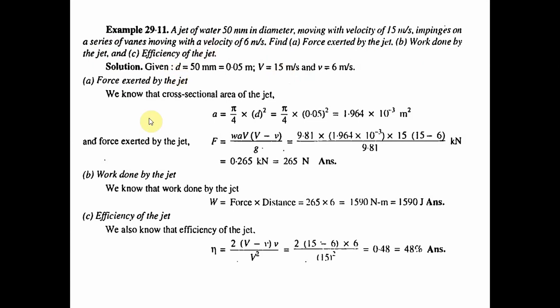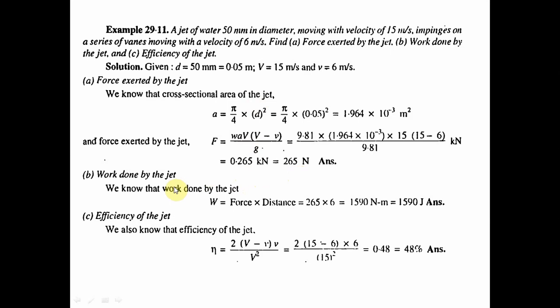Therefore, force exerted by the jet: we also know that cross section of the jet is pi by 4 into d square, that is equal to pi by 4 into 0.05 the whole square, that is equal to 1.964 into 10 raised to minus 3 square meters. And force exerted by the jet is equal to W into A into V into (V minus v) divided by g, that is equal to 9.81 into 1.964 into 10 raised to minus 3 into 15 into (15 minus 6) divided by 9.81. So that is equal to 0.265 kilonewton, that is equal to 265 Newton.